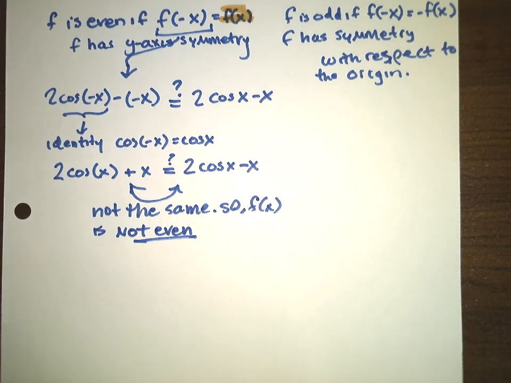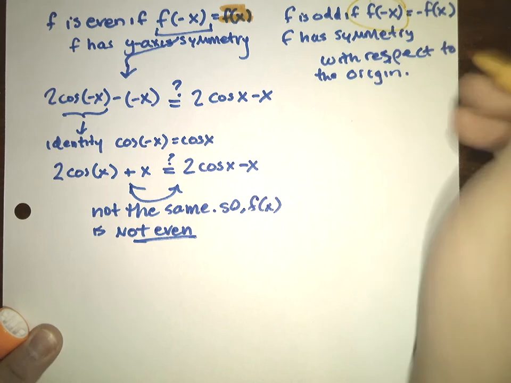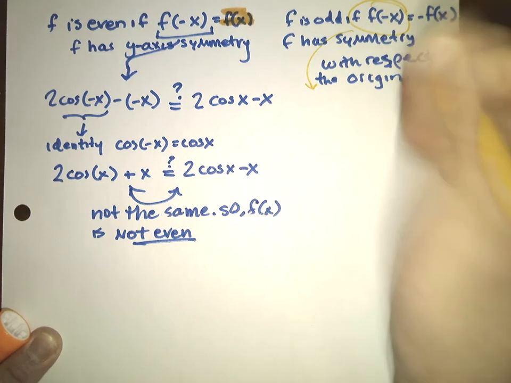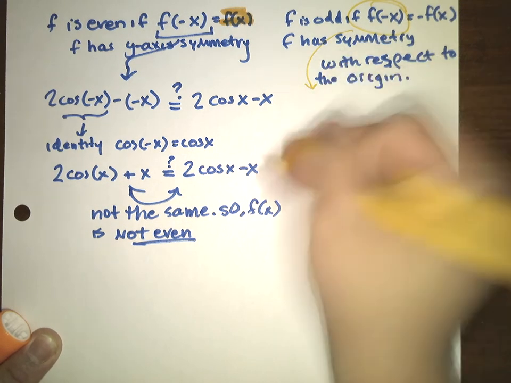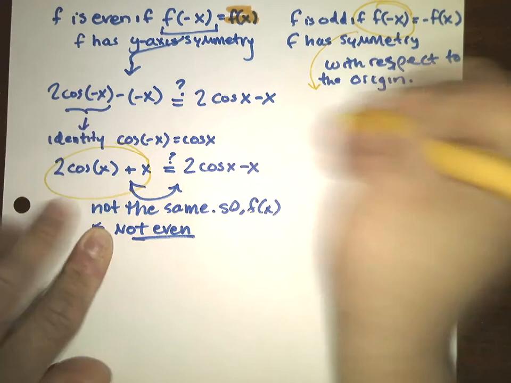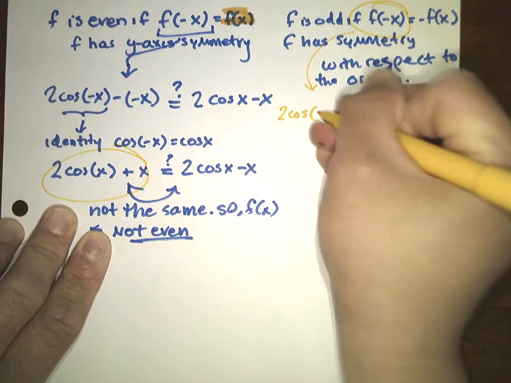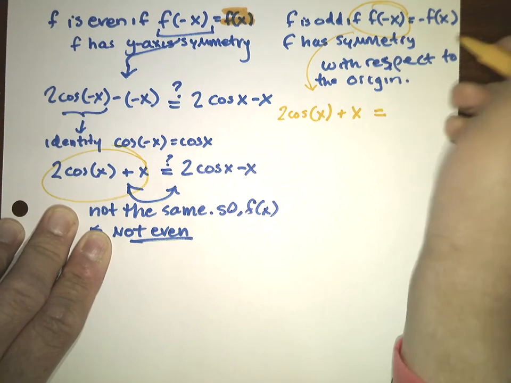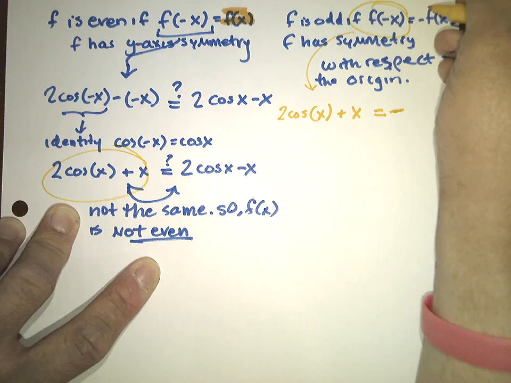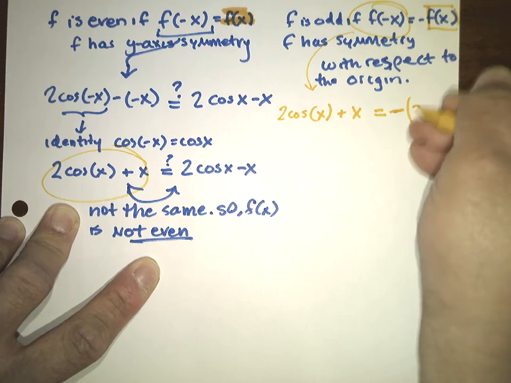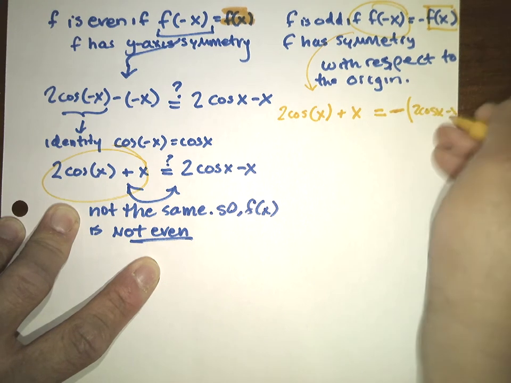So now let's try for the other part here. Is f odd? So does f of the opposite of x, which we just found over here, that ended up being 2 cosine of x plus x, equal the negative, with the negative outside, of f of x? So 2 cosine of x minus x.